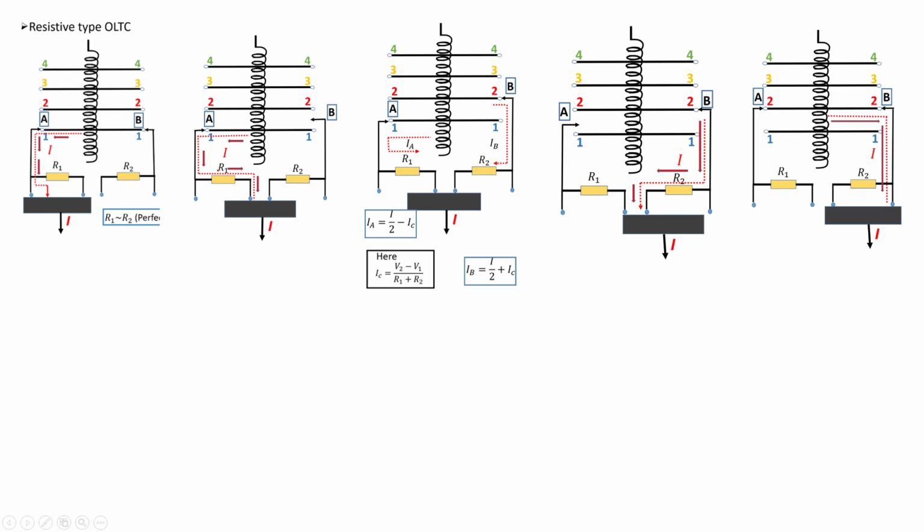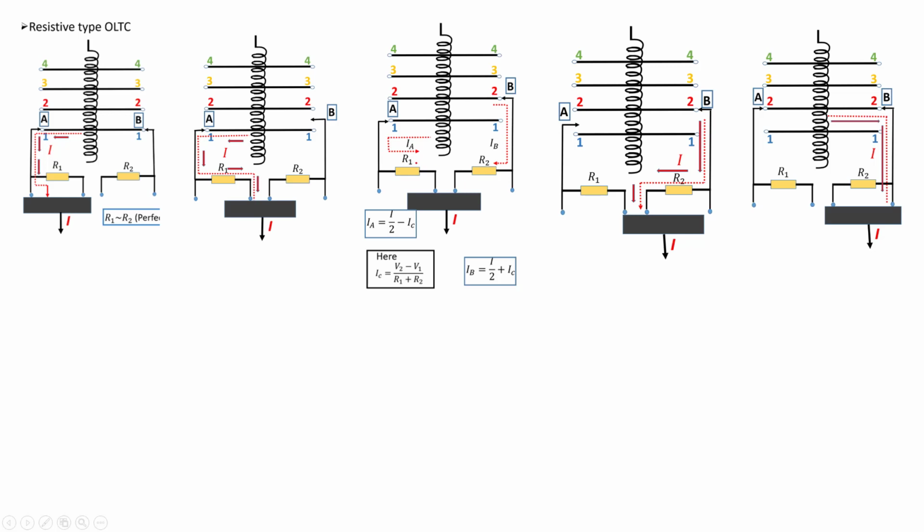So the current has to move through the resistor R1. Then it connects here, but B is still not connected, so there will be no current. And then when it comes exactly to the middle portion, both 1 and 2 are connected here, but both are connected through these resistors.